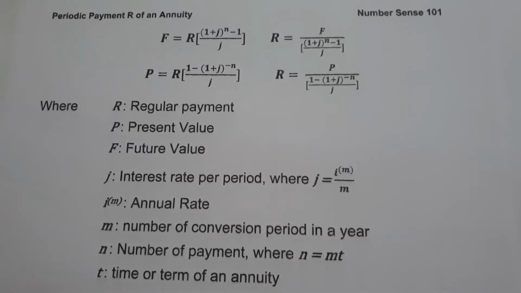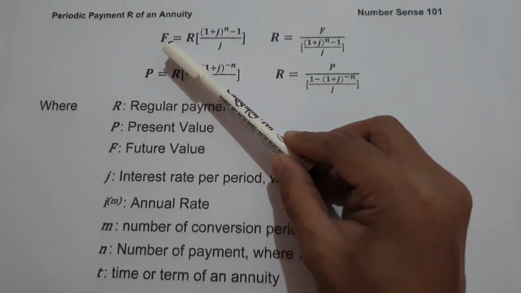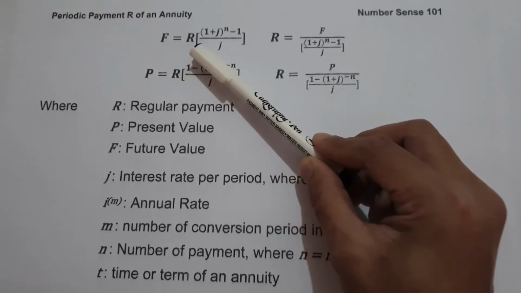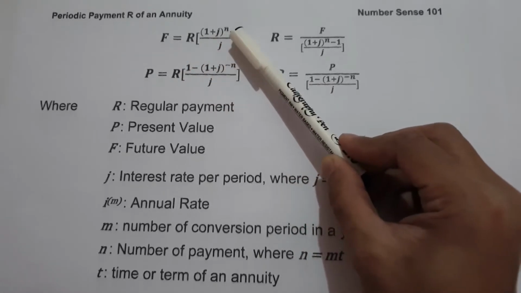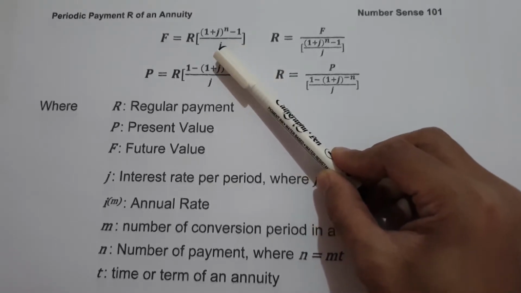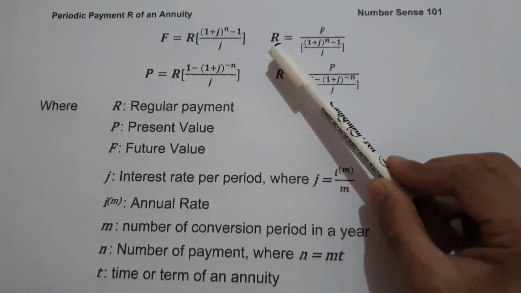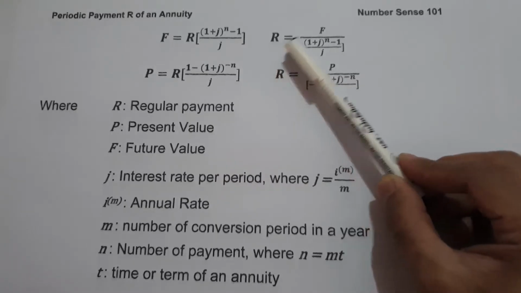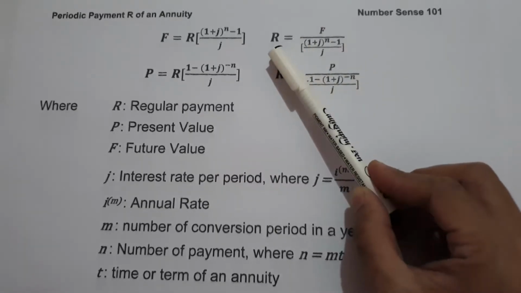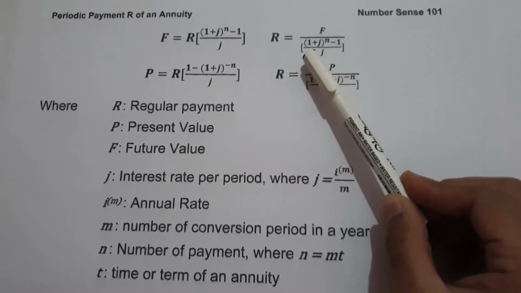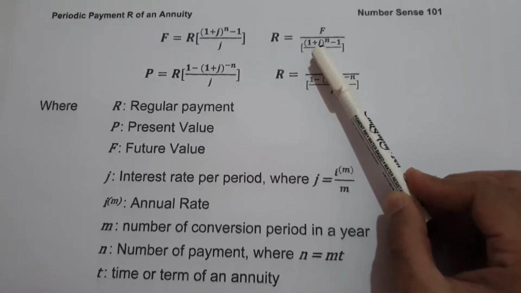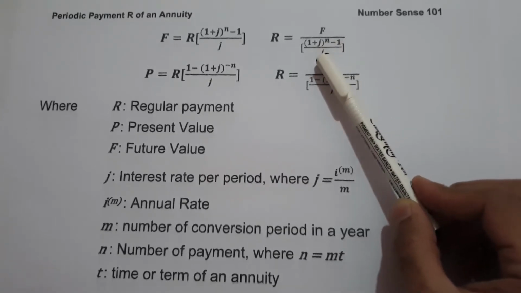First, if you are looking for the future value with a given regular payment, we are going to use the formula future value equals regular payment times the quantity 1 plus interest rate per period raised to n minus 1 all over the interest rate per period. And if you are looking for the regular payment with a given future value, let us have regular payment equals future value over quantity 1 plus interest rate per period raised to n minus 1 all over interest rate per period.